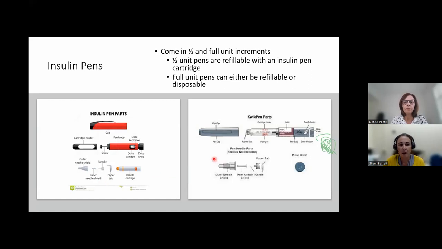We're starting to see more disposable pens on the market. Obviously, they take out that one step for people. The only problem is they don't come in half unit increments, so for our patients, this often isn't a good fit. But if they're on larger doses, for example 5 units or more, we tend to work in full units. You'll see more of a disposable pen for doses that are larger than we would probably see in some of our younger children.